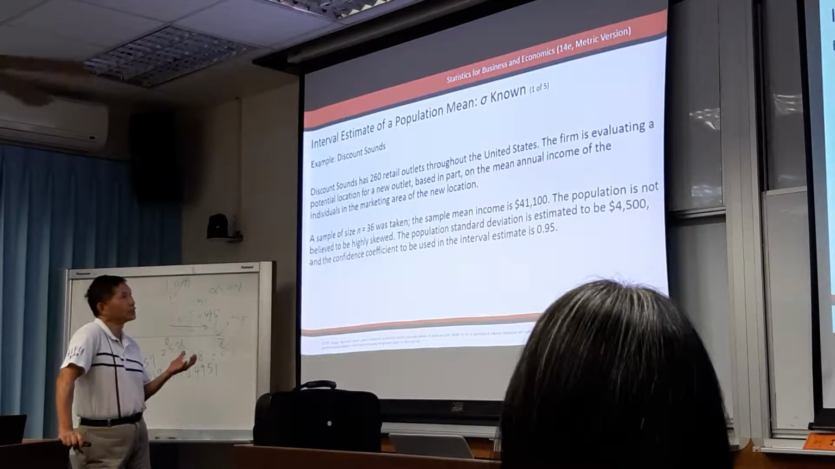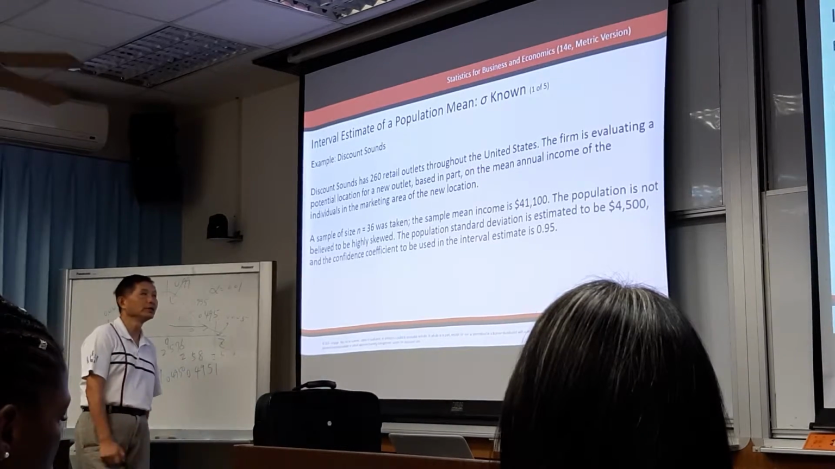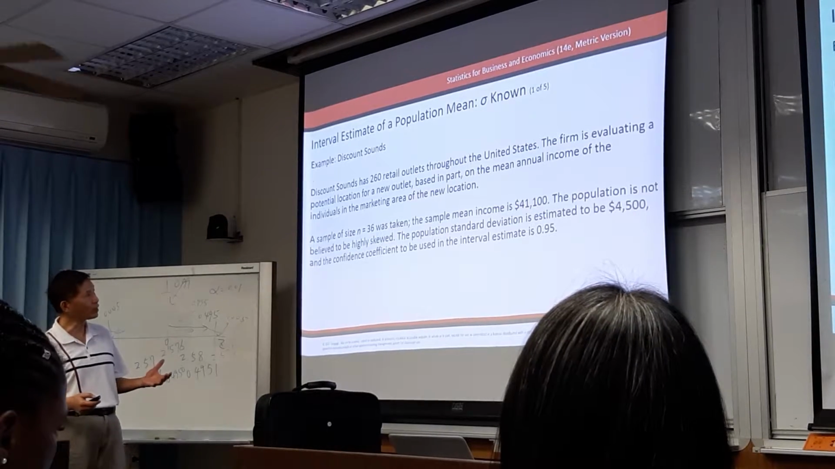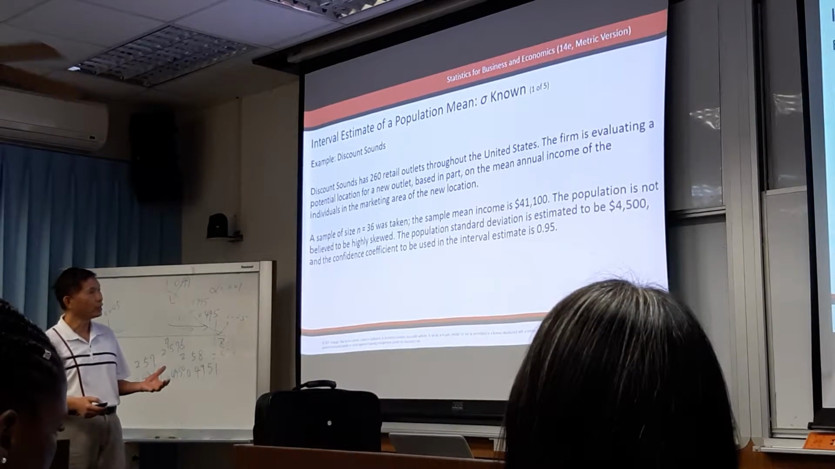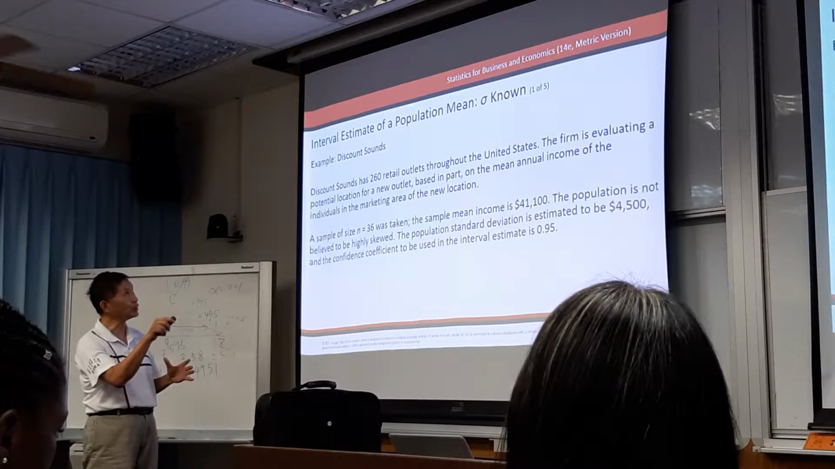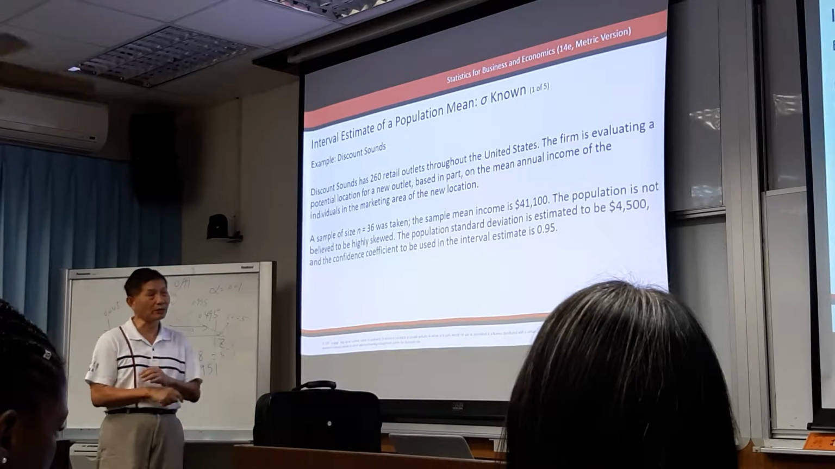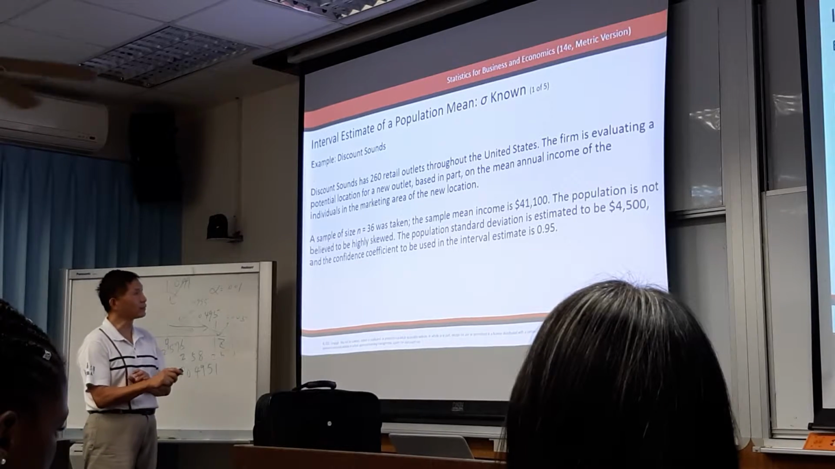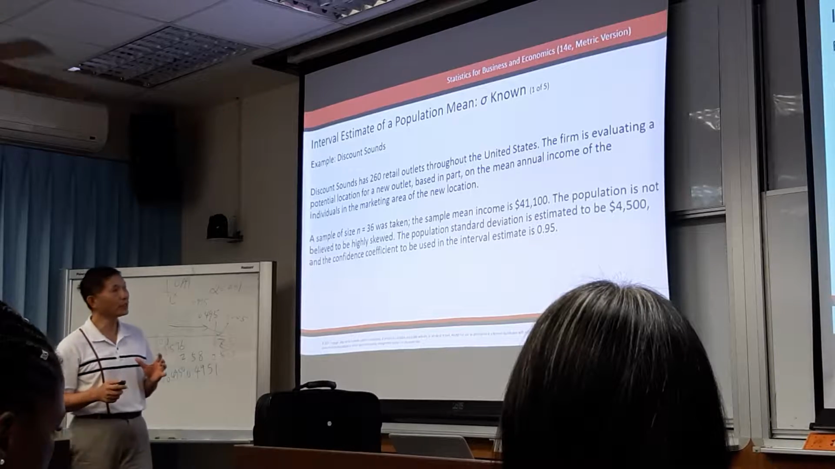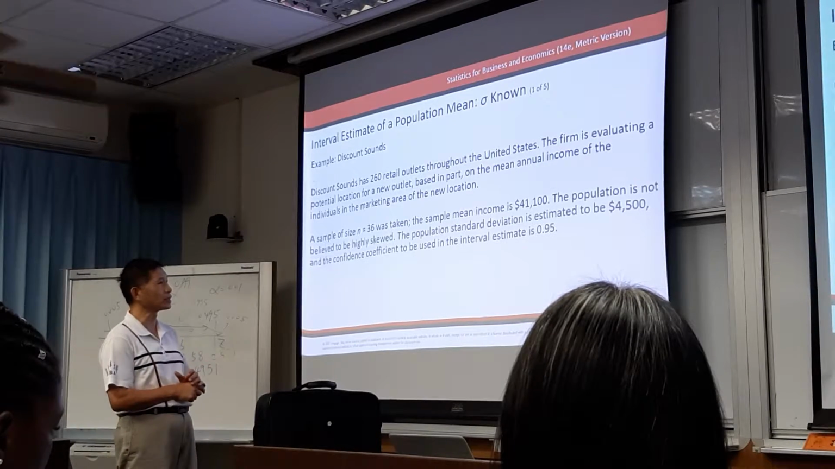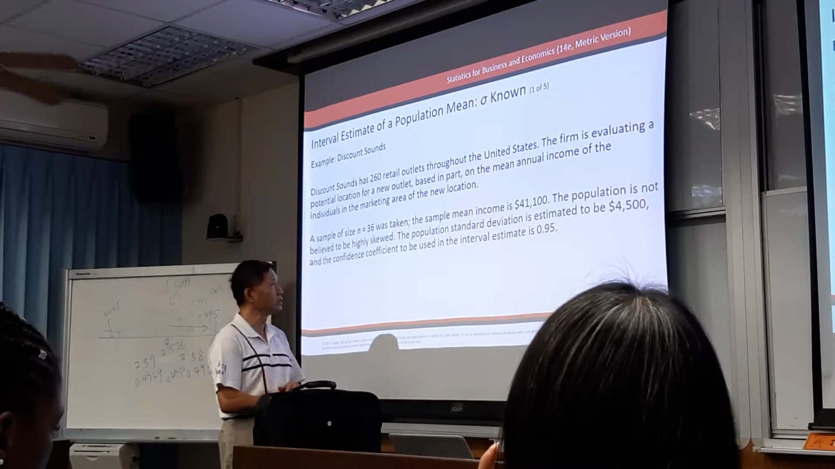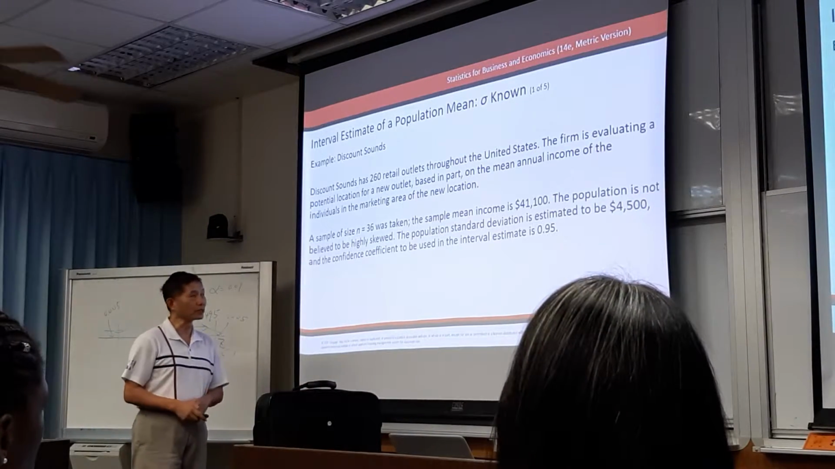And this is done by hand. One retail company is interested in opening a new outlet in one particular area, and they would like to know the confidence interval for the population's annual income. So they collect data from this area. There are 36 households. Their average income is $41,000. The standard deviation is $4,500, and they are looking for 95%.